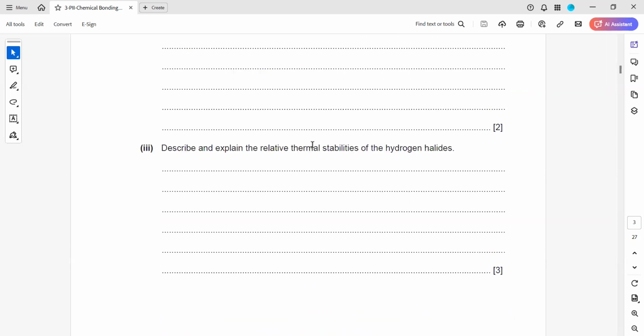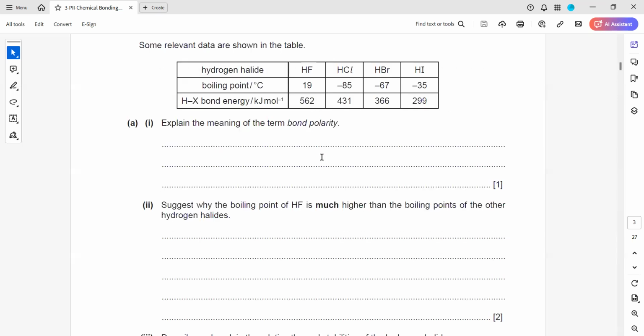The third part, describe and explain the relative thermal stability of hydrogen halides. The thermal stabilities means, as you can see, you have the boiling points are given and the bond strength are also given. Page number 3, part 3, okay. So you want to compare the thermal stability, means the strength of the bond you want to compare.